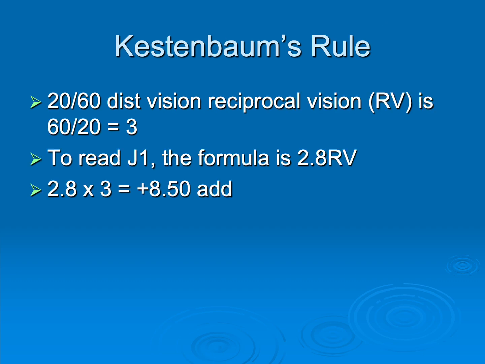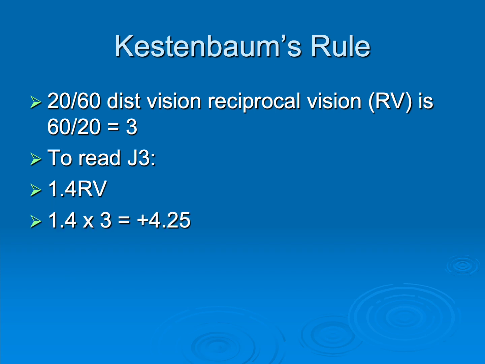So here's Kestenbaum's first lost rule. We had a patient with 20/60 vision. She had a reciprocal value of 3, but we can't just use 3. That's the J5. So if we want her to read J1, the formula is 2.8 times RV. And in this instance, RV does not stand for recreational vehicle. It stands for reciprocal vision. So 2.8 times that 3 is 8.5 that you have to put into her bifocals to allow her at 20/60 vision to read J1. Can you imagine how heavy a plus 8.5 add would make your pair of glasses?